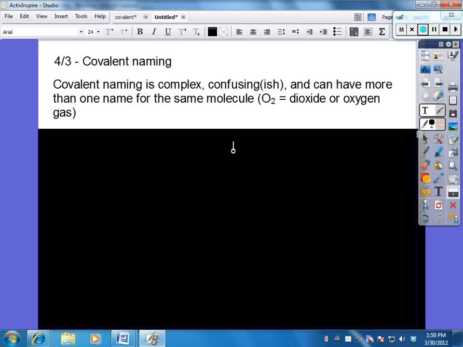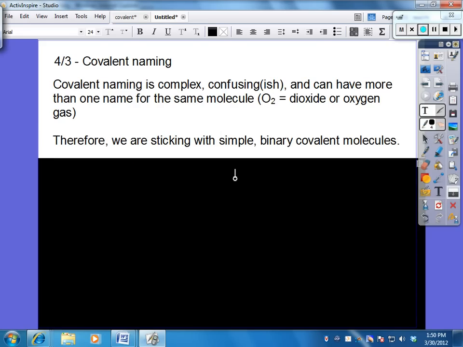In fact, classes like organic chemistry, which you may or may not take in college, will do entire units just on naming organic molecules. However, lucky for you, we are sticking with pretty simple binary covalent molecules. Binary again meaning two, so molecules made out of just two elements, and in some cases even just one, like in the case of O2. So we're really just getting the very tip of the iceberg when it comes to naming covalent molecules. Just kind of keep that in the back of your head.